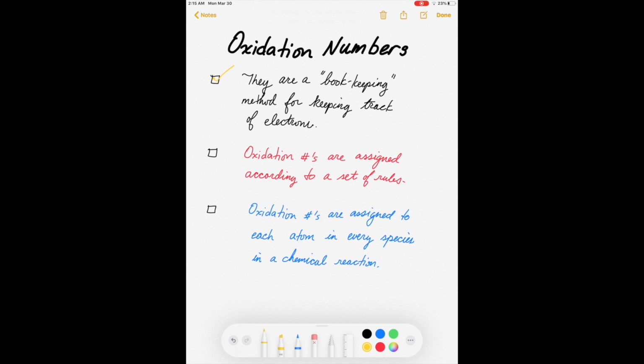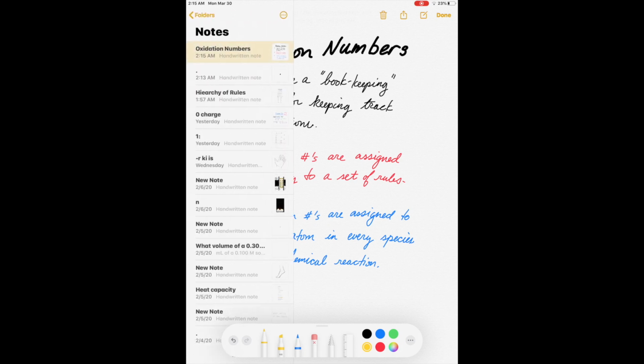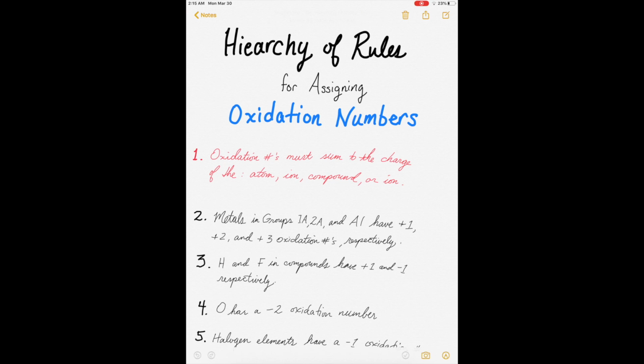Oxidation numbers are assigned according to a set of rules, and I'll cover that in just a minute. But last, every single species in a reaction, every atom, ion, molecule, and compound in a reaction will have its own oxidation number. Could be the same, could be different. All right, let's go learn how we actually assign oxidation numbers, and then we'll learn later how we use oxidation numbers. So there is a hierarchy of rules, and you can find this here or in the PowerPoint if you wanted something a little bit more formal.